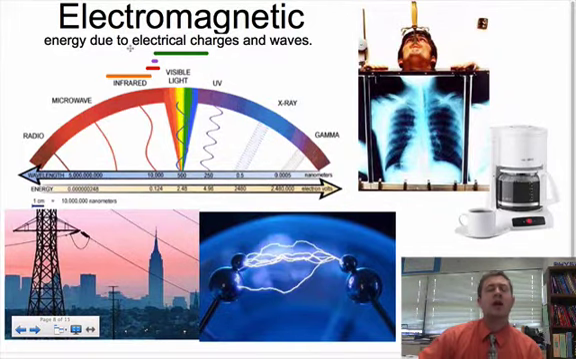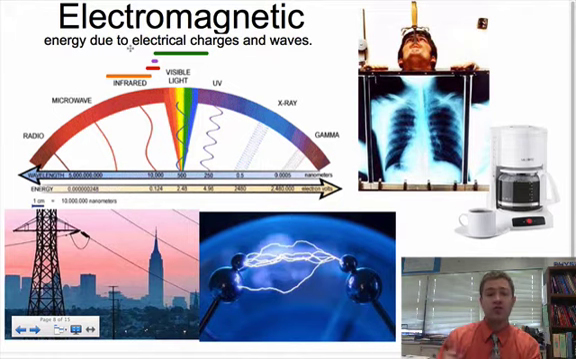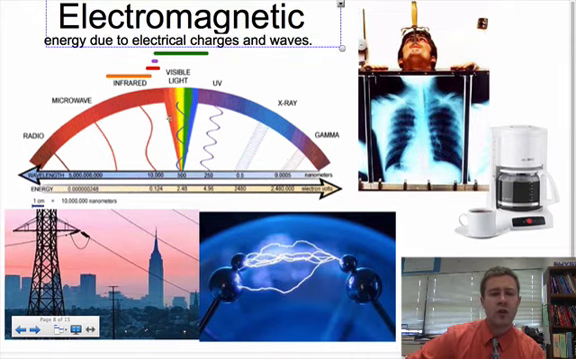Now we're on to electromagnetic energy. And this is a huge, huge umbrella. In fact, it's energy due to electrical charges and waves. In fact, this encompasses radio waves, microwaves, infrared, visible light, UV, X-ray, gamma, and we use a very small portion of this. What we actually see is about 10% of what is actually out there. And so all these different things here, we only see this small gamut of electromagnetic waves.